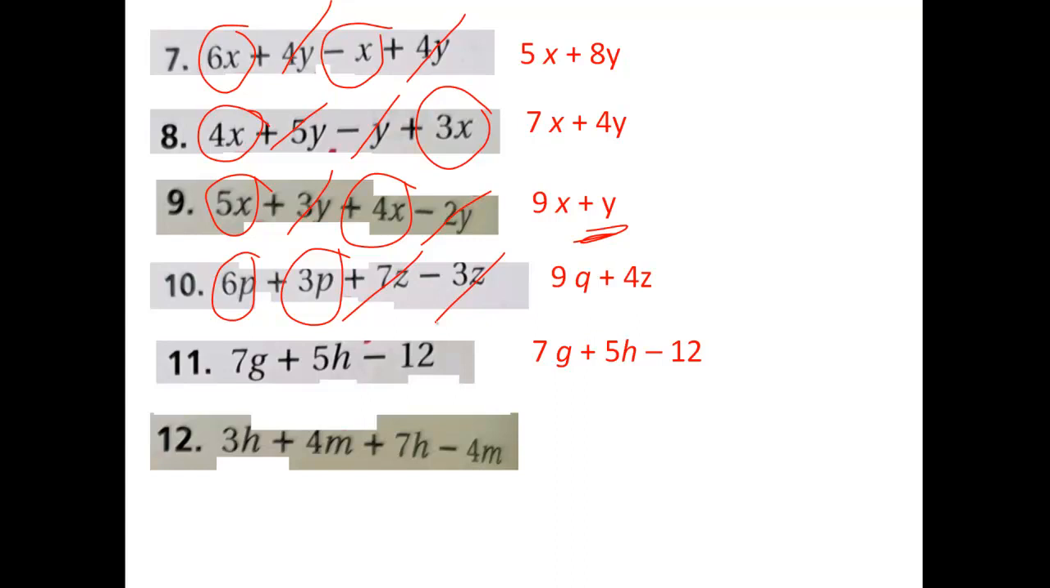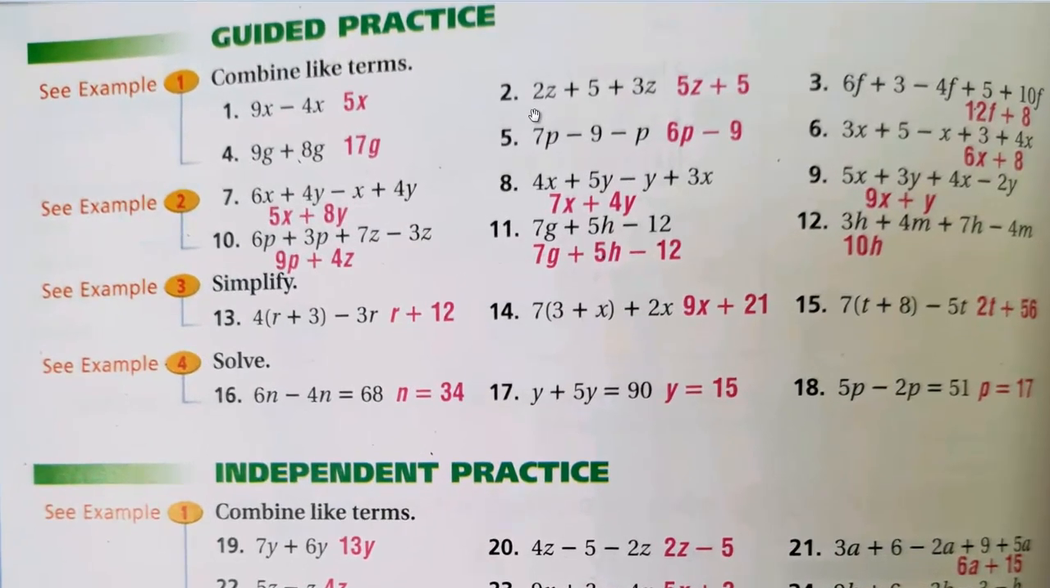3h plus 5m plus 7h negative 4m. We will take the variable h together. 3 and 7 is 10. And we will take the variable m together. Positive 4 and negative 4. So 4 minus 4, it's 0. So the result here will be 3 plus 7h. It means 10h. Before we start simplifying from question 13 to 15, please go watch this video and come back to me.